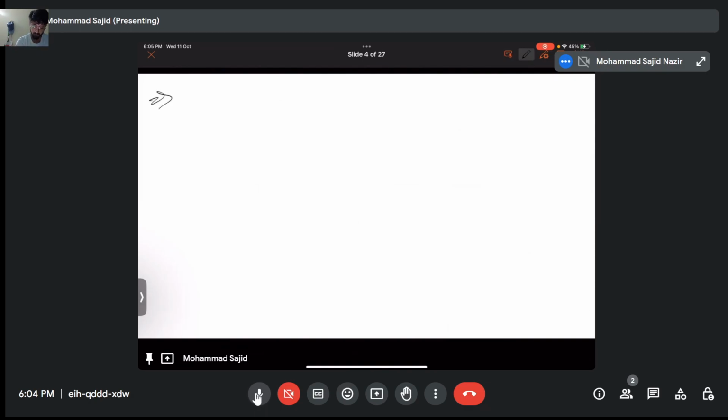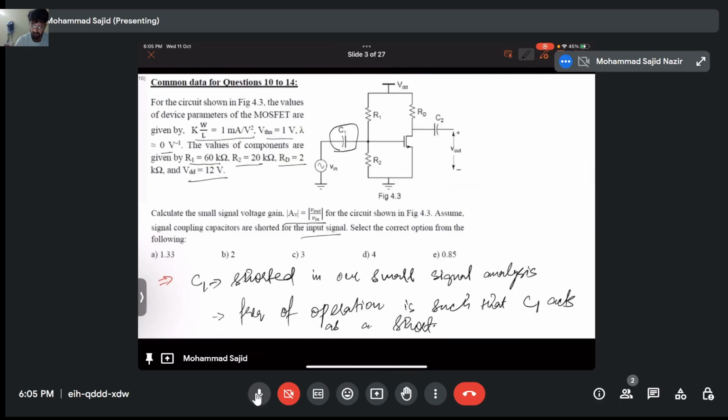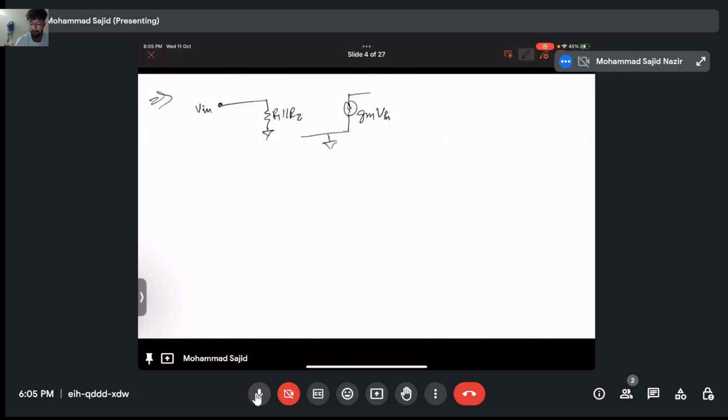So if I draw an equivalent circuit, I make this V input. This is R1 parallel R2. This is the source. This is gm, and there is the combination, so I can directly write gm V in. Ignoring channel modulation, it is simply RD and it will be V out. So V out will be minus gm RD V in. Therefore, the output by the input, that is your gain, is equivalent to minus gm RD.